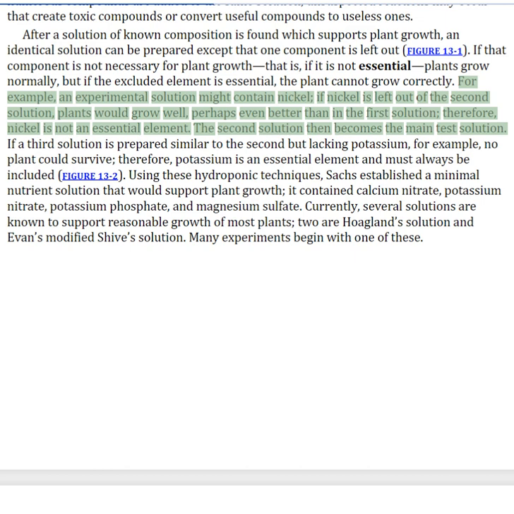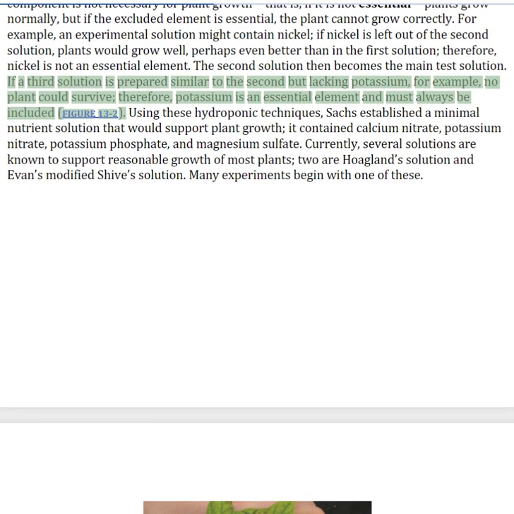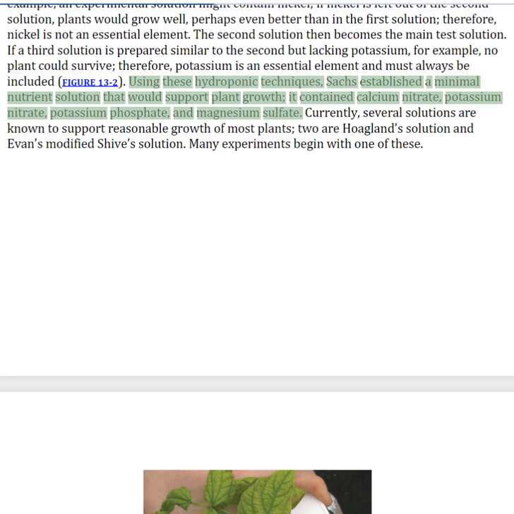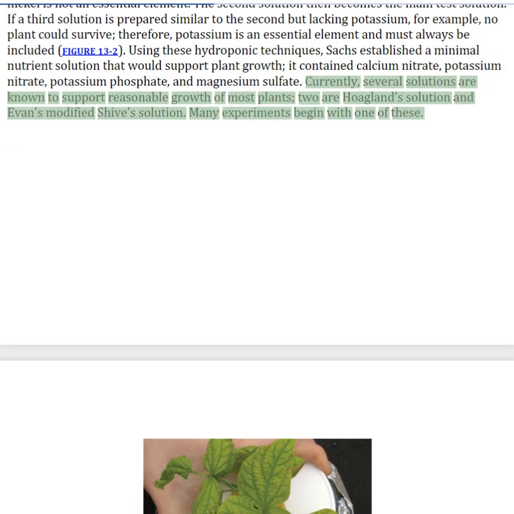The second solution then becomes the main test solution. If a third solution is prepared similar to the second but lacking potassium, for example, no plant could survive. Therefore, potassium is an essential element and must always be included. Using these hydroponic techniques, Sachs established a minimal nutrient solution that would support plant growth. It contained calcium nitrate, potassium phosphate, and magnesium sulfate. Currently, several solutions are known to support reasonable growth of most plants.